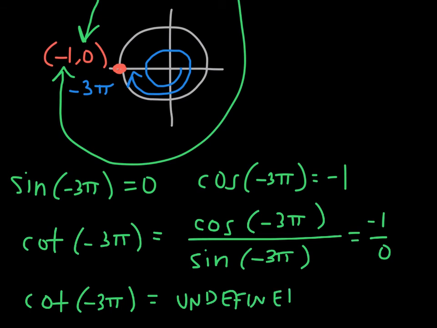Okay? Whenever an angle is quadrantal lying on the x-axis, cotangent is always undefined.